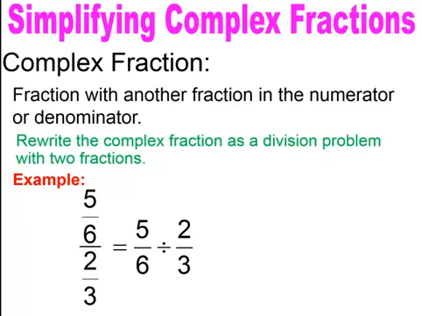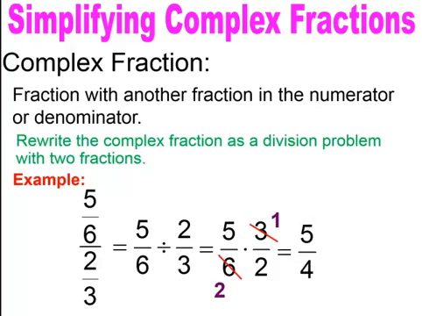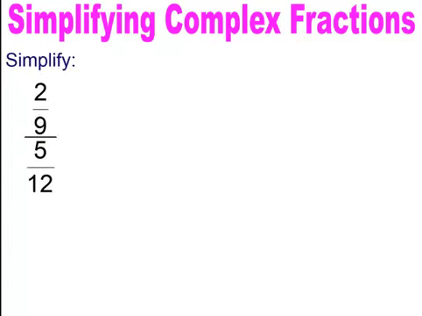So I end up doing the 5 over 6 divided by 2 over 3, and you're going to have to keep the first fraction, change it to multiplication, and get the reciprocal of the second fraction. Simplify and then multiply across. So complex fractions turn into division of fractions, and then you're going to have to set it up and do the arithmetic. Pause and try.